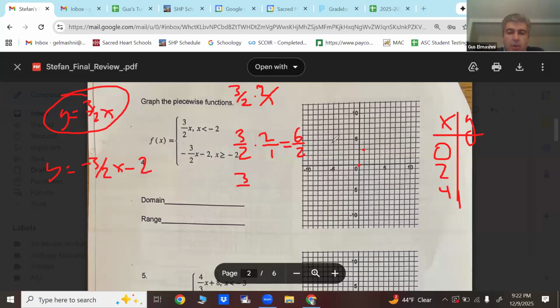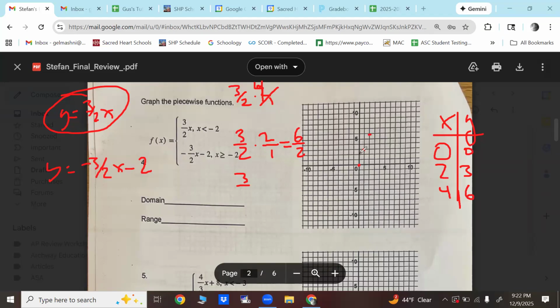So if I plug in 4, what do you get? 3 halves times 4. Same thing, multiply the numerators. So it's 12 over 2, so it'll be 6. Correct. Because you doubled x, that makes sense.